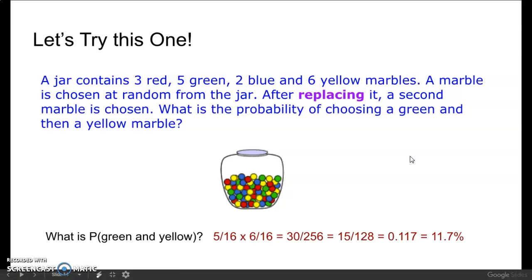All right, so I hope you got the same thing I did. There are a total of 16 marbles. 5 of them are green, 6 of them are yellow. So I figured out the probability of getting green first. That's 5 out of the 16. And then the probability of getting yellow, 6 out of 16. Multiplied them together. All right, so that's 30 over 256. I reduced that to lowest terms, 15 out of 128. And then I used my calculator to determine the decimal. This one's rounded to the nearest thousandth. So that gives me about 11.7%. Again, not that great, but still, it could happen.